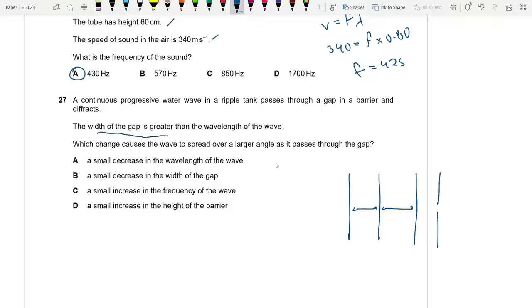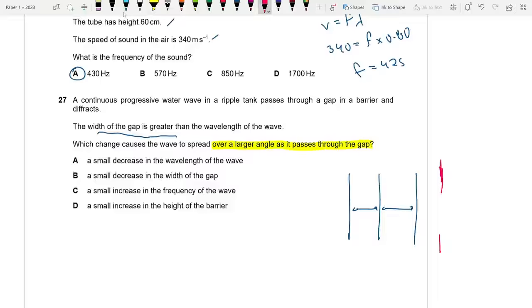Now, the width of the gap. Check this. They're saying that the width of the gap is greater than the wavelength of the wave. So currently, this is bad. It's something like this. As a result, our wave won't diffract much. So what are they asking? Which change causes the wave to spread over a larger angle? Essentially, they are asking us how would we increase the diffraction?